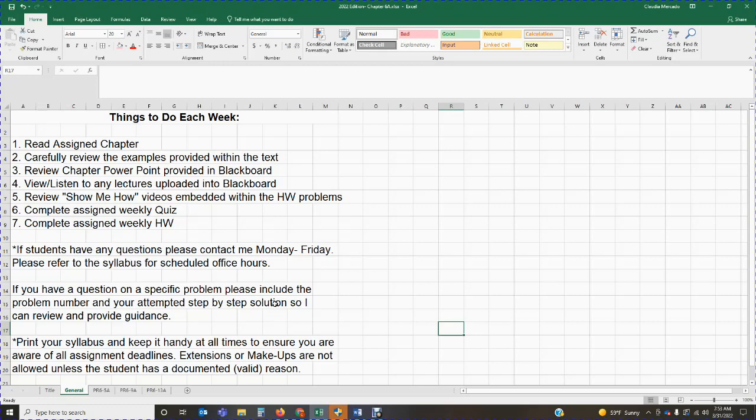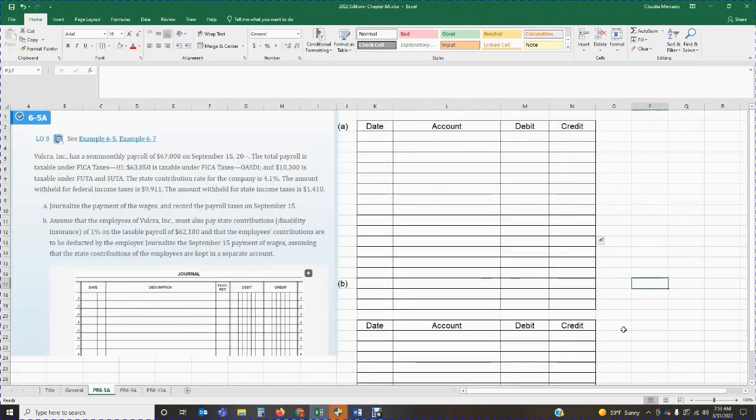Okay, so the first problem that we're going to be covering in this particular lecture is problem 6-5A. In this problem we have Volcra Incorporated, which has a semi-monthly payroll of $67,000 on September the 15th. The total payroll is taxable under FICA taxes HI. $63,850 is taxable under FICA OASDI, and $10,300 is taxable under FUTA and SUTA.